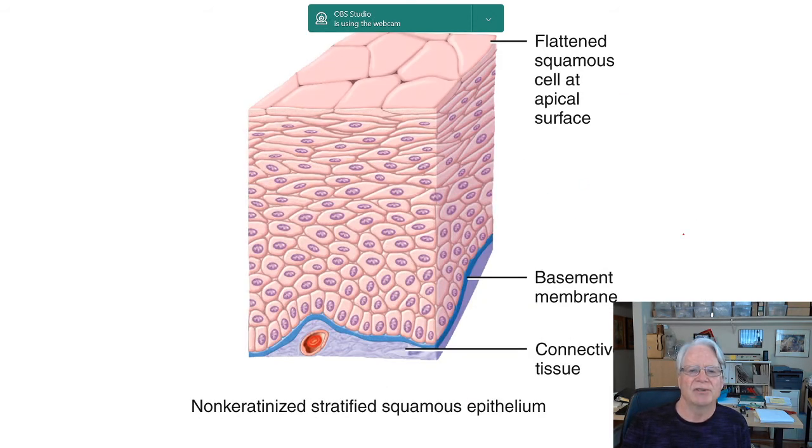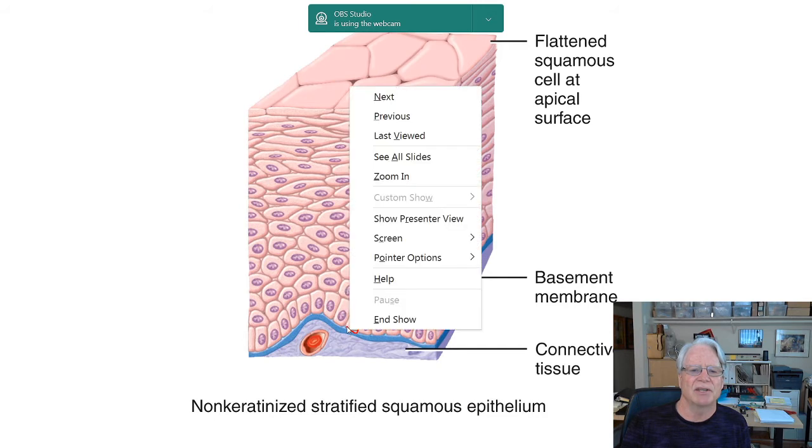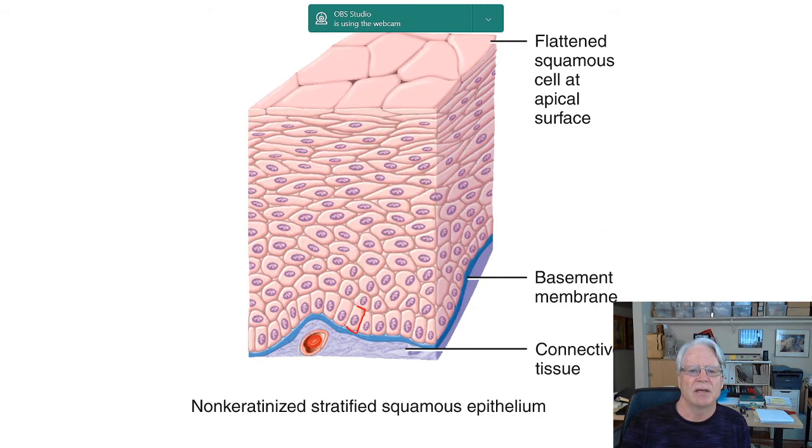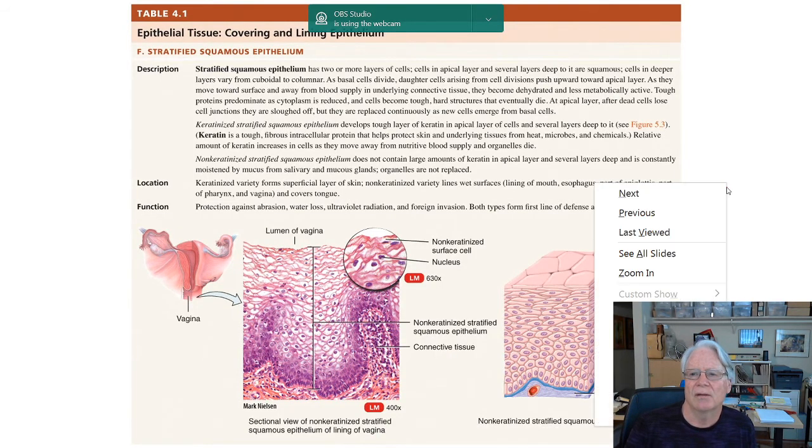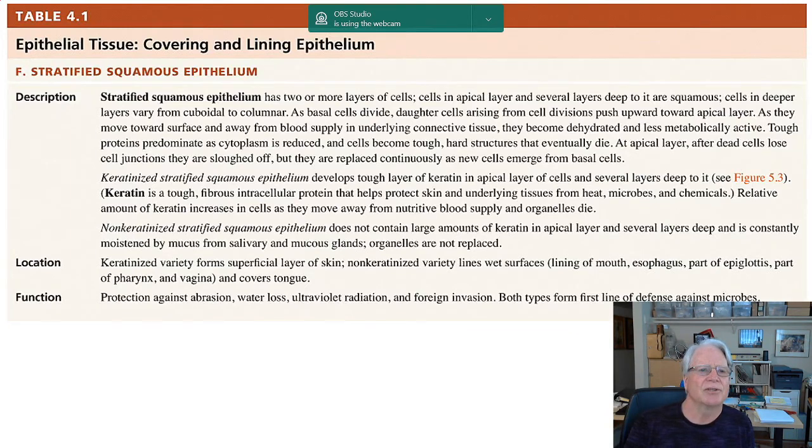Here it is in color, same image, and we get the same effect. We get the more or less almost column-like cells here. And then as we move up in this direction, the cells are slowly changing. They're becoming flatter and flatter. Eventually they'll die, and at the surface all we have is dead flat cells. All right, so stratified squamous epithelium.